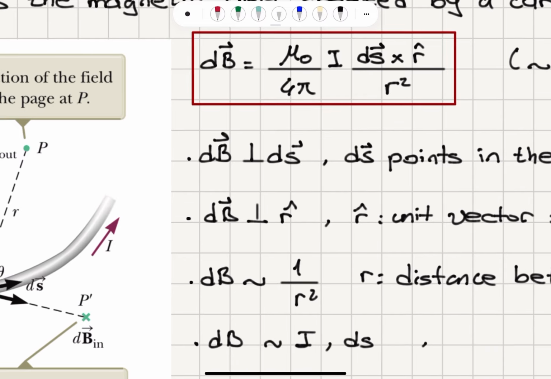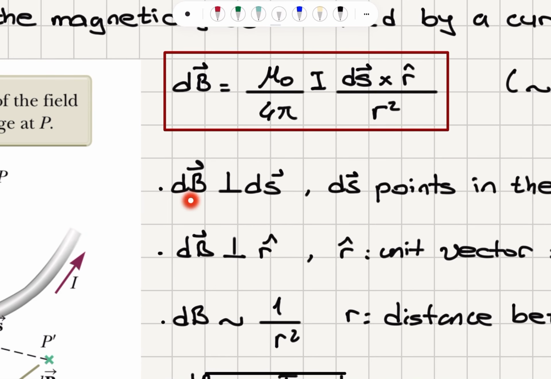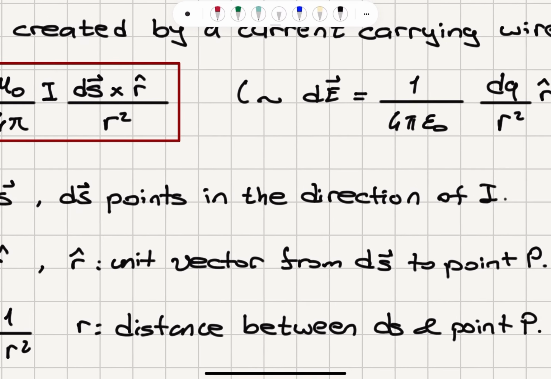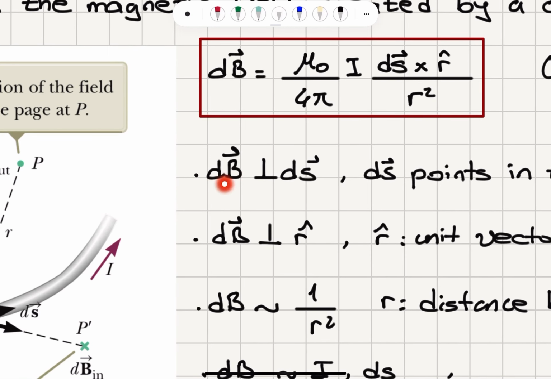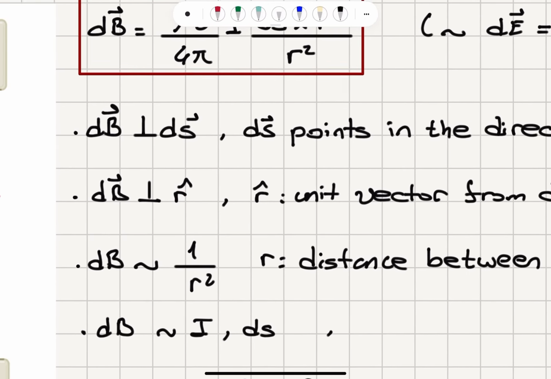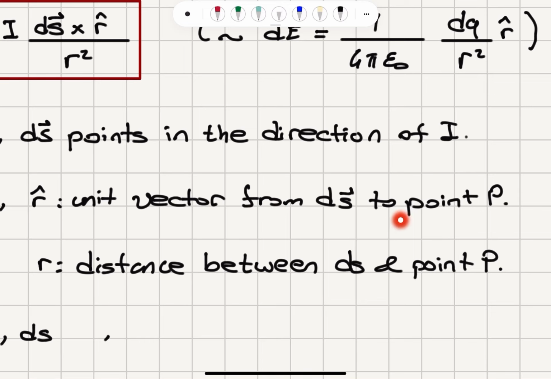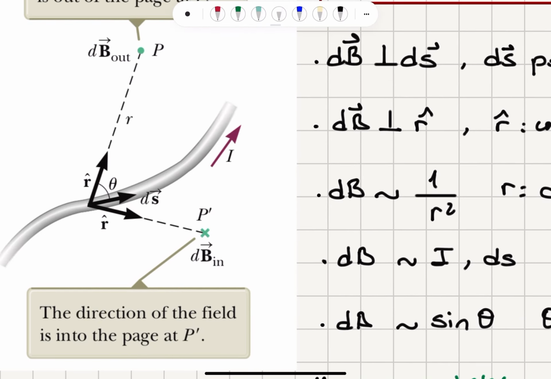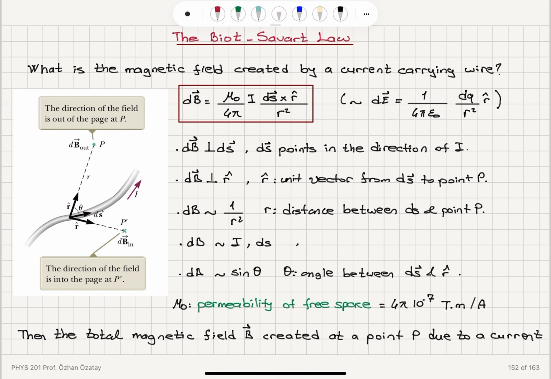Now the experimental findings are that the magnetic field due to this current carrying wire is perpendicular to the length vector here, the ds vector. The ds vector points in the direction of the current, and so the magnetic field is perpendicular to the current. The magnetic field is perpendicular to r hat, where r hat is a unit vector from ds to point P, so it's also perpendicular to this vector. It's perpendicular to ds and r hat, therefore it's perpendicular to the plane that contains these two vectors. So it's the cross product, ds cross r hat.